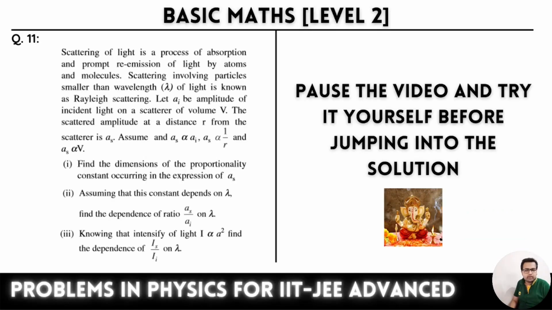So problem number 11. Scattering of light is a process of absorption and prompt re-emission of light by atoms and molecules. So definitely there are atoms and molecules everywhere. Whenever light passes through any object, scattering of light is a process which takes place. So what is scattering of light? It is absorption and re-emission of light by atoms and molecules: they first absorb light and then re-emit light. That's why light gets scattered. Scattering involving particles smaller than the wavelength of light is known as Rayleigh scattering.